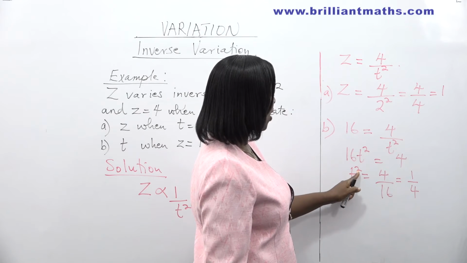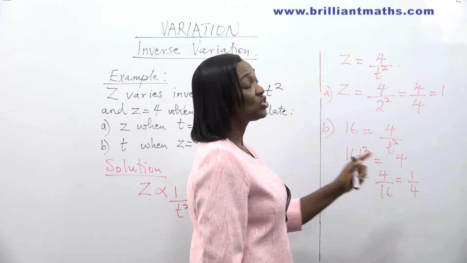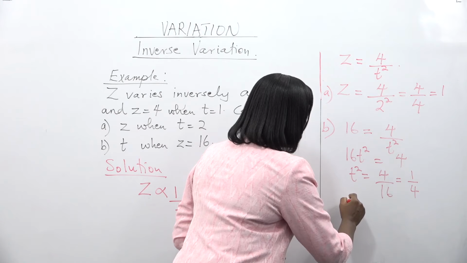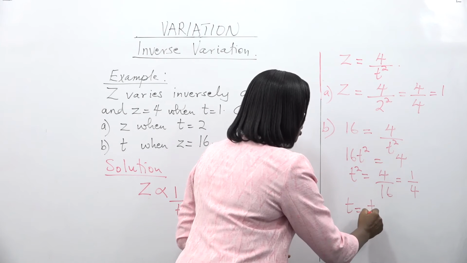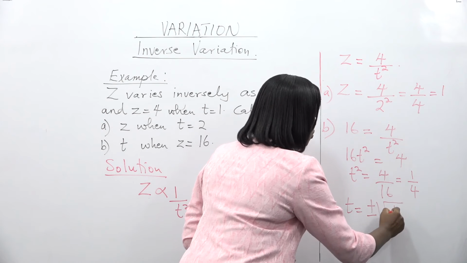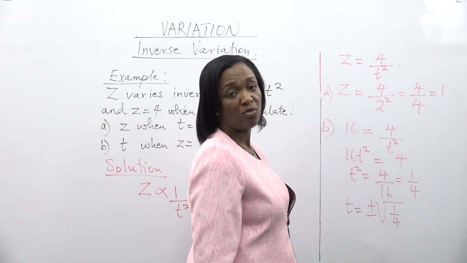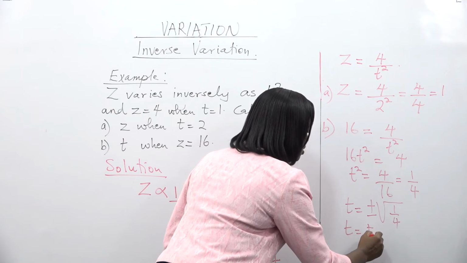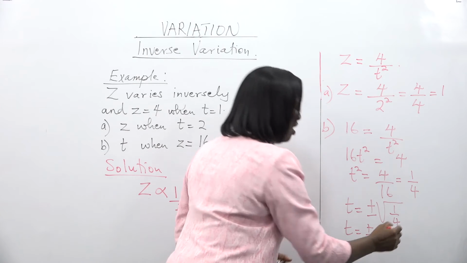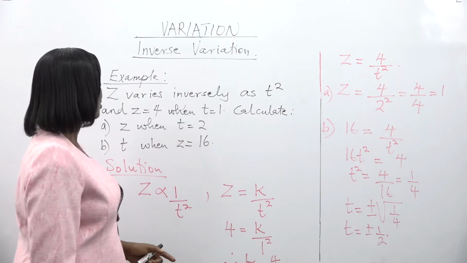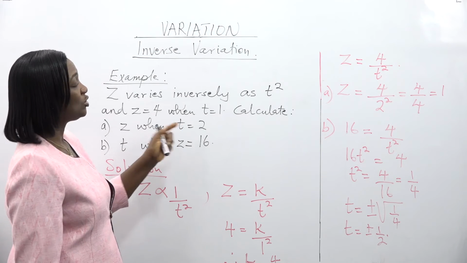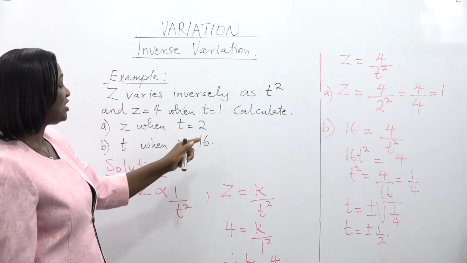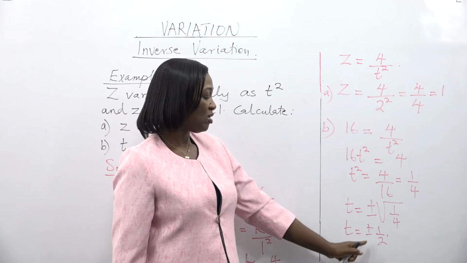Then to take away the squared by the t, we find the square root of both sides. So if you find the square root of t squared, you'll get t is equal to plus or minus the square root of 1 over 4. And the square root of 1 over 4 is half. So t is equal to plus or minus half. And that's the answer. We've been able to find the value of z when t is 2, and that value is 1. And we've also found the value of t when z is 16, and t is plus or minus half.